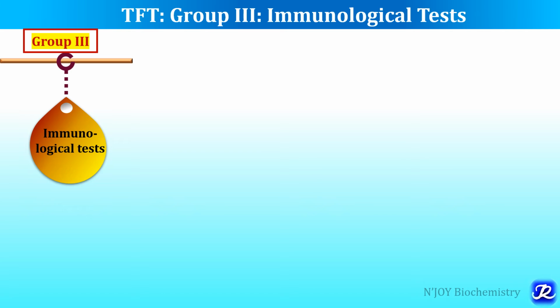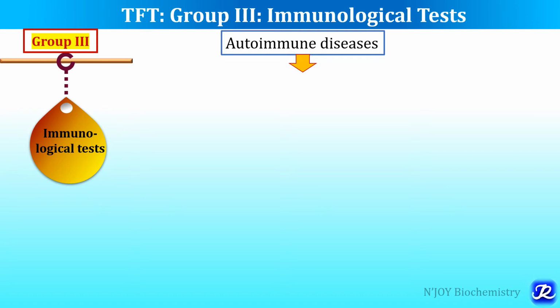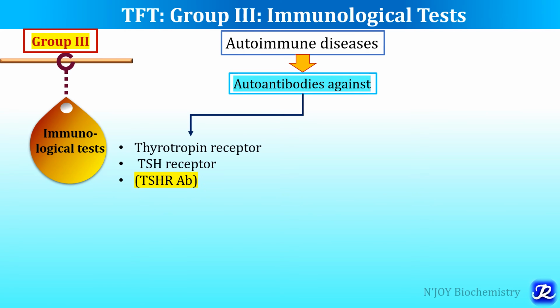Group 3 thyroid function tests include immunological tests to detect autoimmune diseases where autoantibodies are developed. There are three types of autoantibodies. First antibody is against the thyrotropin receptor, that is the TSH receptor. It is called the TSH receptor antibody. It activates the TSH receptor and increases the synthesis and secretion of thyroid hormones.